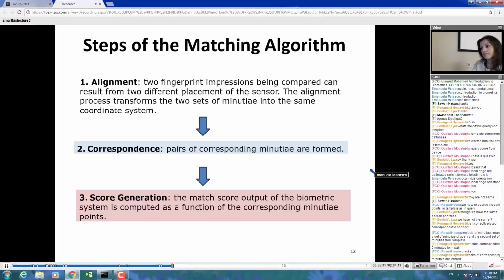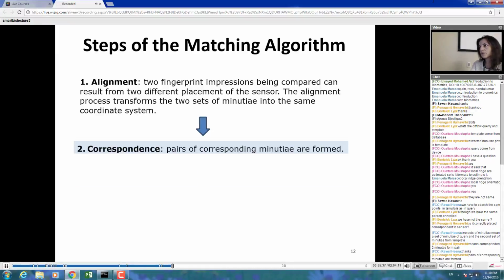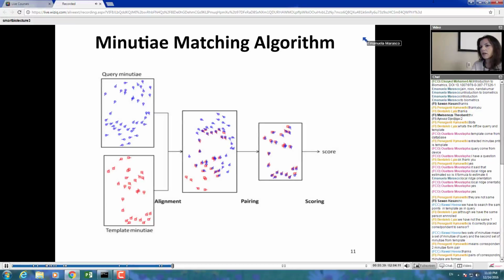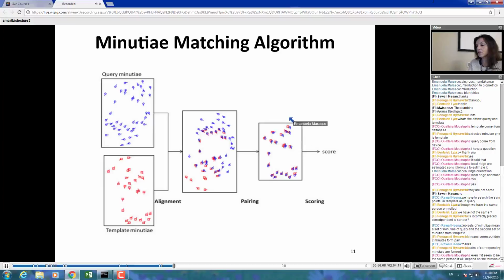We will see each step, so we will go into detail. We have the query and the template, which are two separate sets of minutia. We need to first eliminate any difference due to the difference in placement of the sensor. Once we do this, our goal will be to pair them. So the red is from the template and the blue from the query. We need to verify the correspondence. And then this is how we verify the identity.